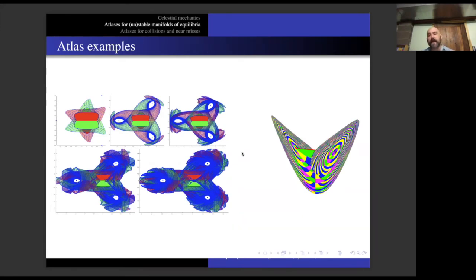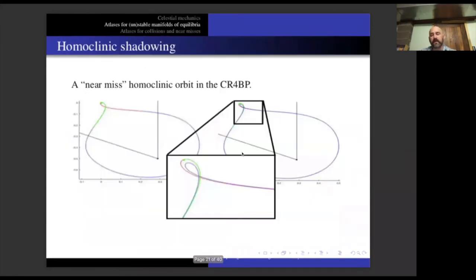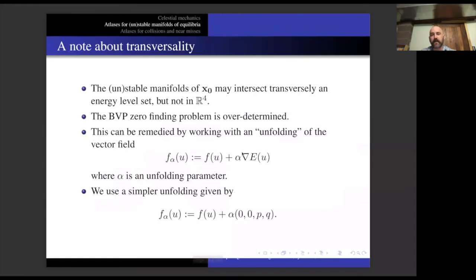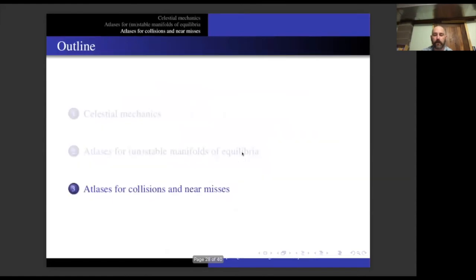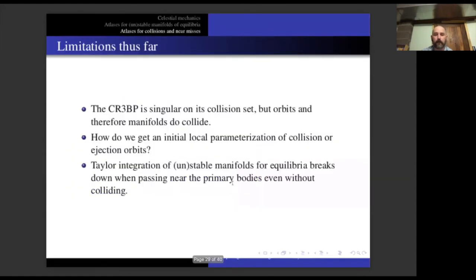But these manifolds actually do intersect the primaries. In fact, that's what a collision is. If I have an equilibrium collision, that's an intersection between the unstable manifold of one of these equilibria and this primary. So we have these kind of problems. We can't compute collisions and ejections by just applying the algorithm I just described.